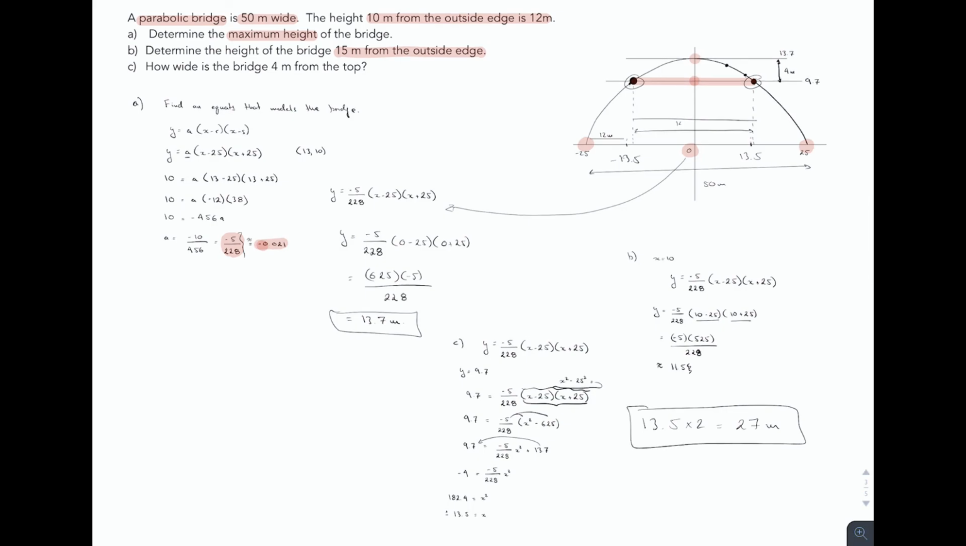And there you have it. We have a 3-step word problem here using parabolic bridges, archways, whatever you want to call them.